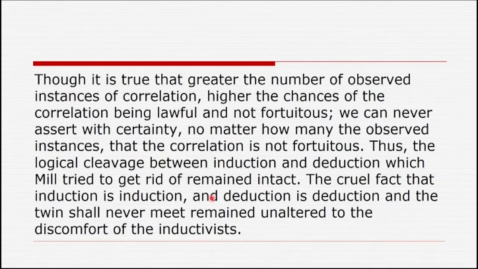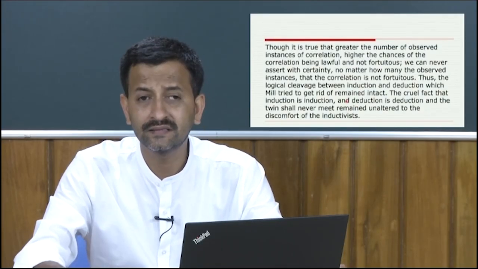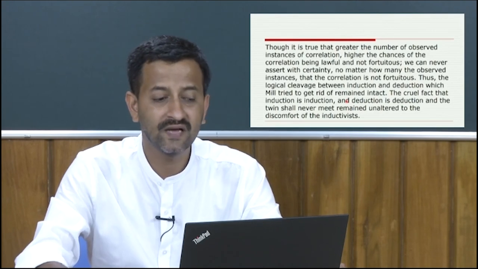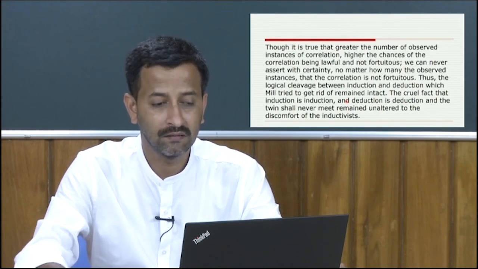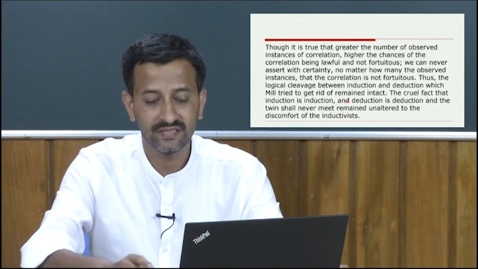Though it is true that the greater the number of observed instances of correlation, the higher the chances of the correlation being lawful and not fortuitous, we can never assert with certainty, no matter how many the observed instances, that the correlation is not fortuitous. Thus, the logical cleavage between induction and deduction, which Mill tried to get rid of, remained intact. The cruel fact that induction is induction and deduction is deduction, and the twins shall never meet, remained unaltered to the discomfort of the inductivists.